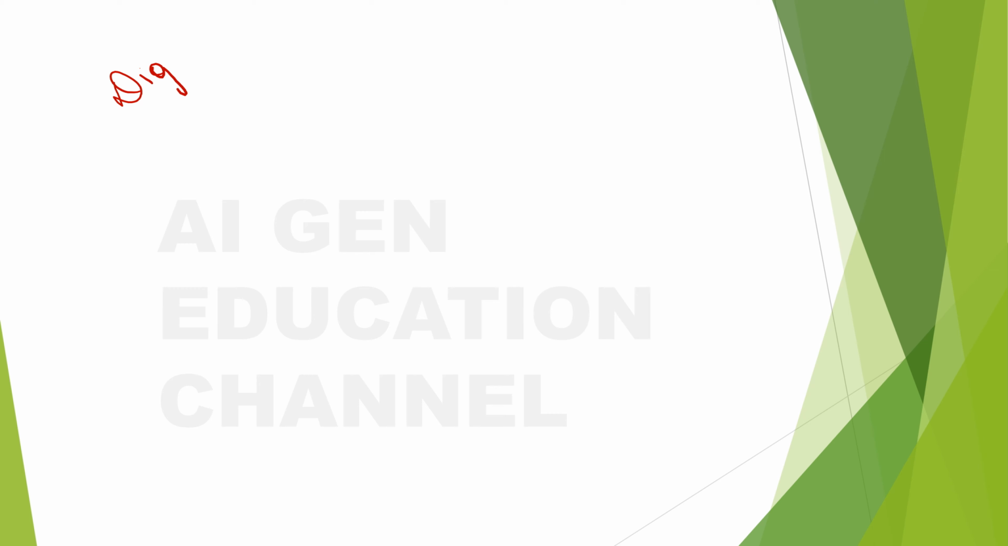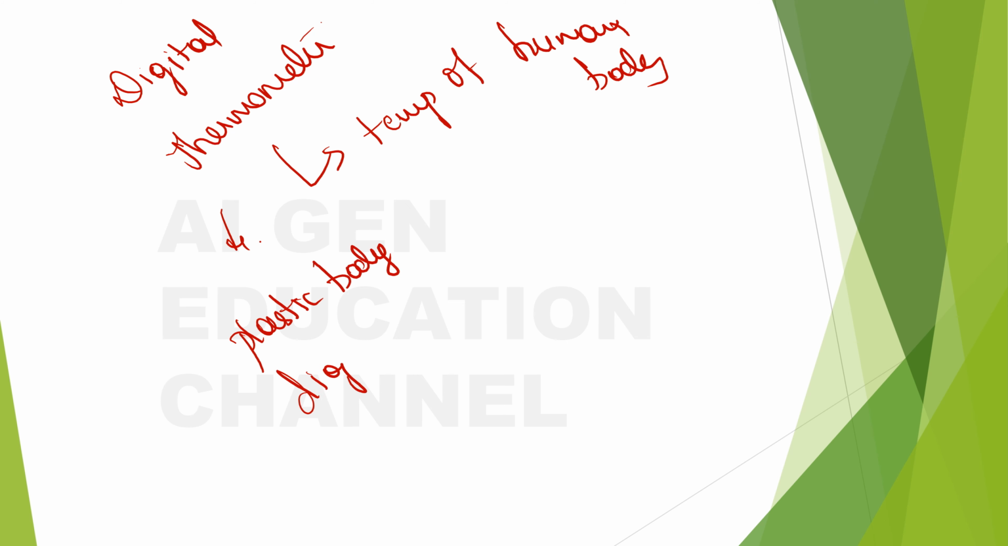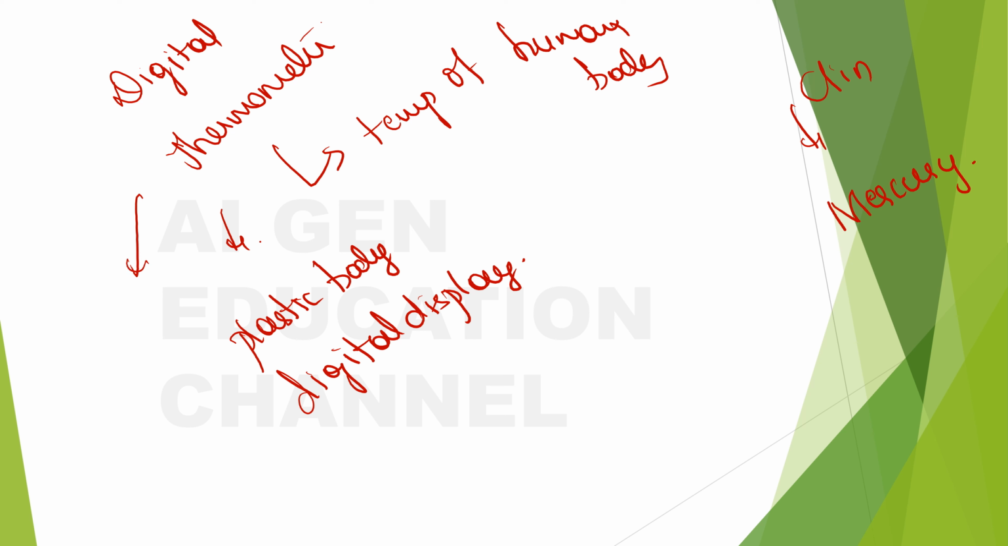we see digital thermometers. What are these digital thermometers? These are also like clinical thermometers, used for measuring the temperature of the human body. Okay. And these digital thermometers have a plastic body and digital displays, right? See, one thing: the clinical thermometer uses mercury, right? And this digital thermometer does not use mercury.